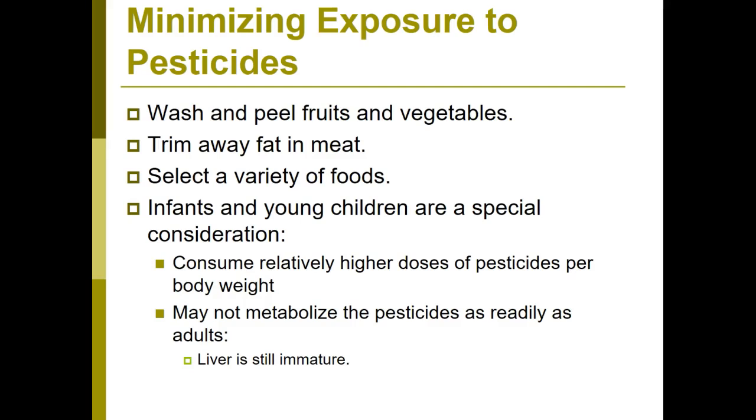If you want to minimize your exposure to pesticides, wash and peel your fruits and veggies, trim away the fat in your meat, and once again, you may be noticing a trend in this chapter. Select a variety of foods. Don't always consume the same type of meat, grain, or produce. Once again, infants and young children are a special consideration. They consume a relatively higher dose of pesticides per their body weight. They may also not metabolize the pesticides as readily as adults because their liver is still immature. So both the dose and the body's capacity to metabolize the pesticides can be a concern.